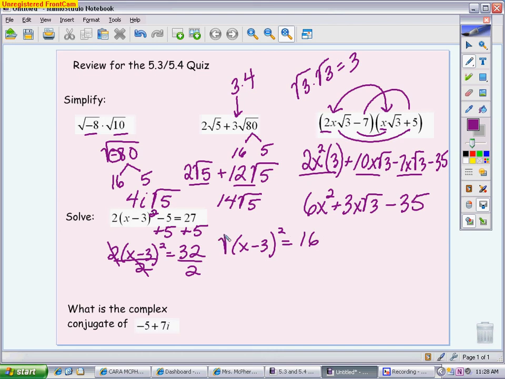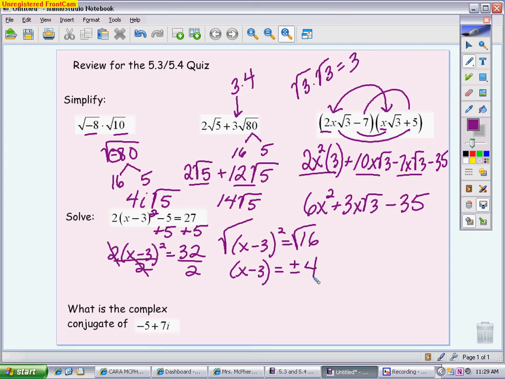Take the square root of both sides. And here's where you need to keep in mind, when you take the square root of both sides, you get two answers. You get a positive answer and a negative answer. So I get plus or minus 4. 16 is a perfect square. You don't have to find a perfect square factor because it already is perfect.